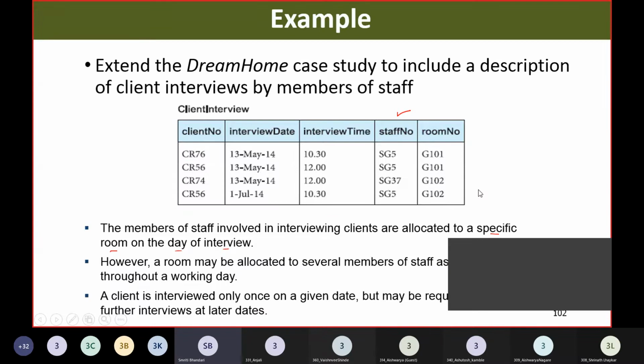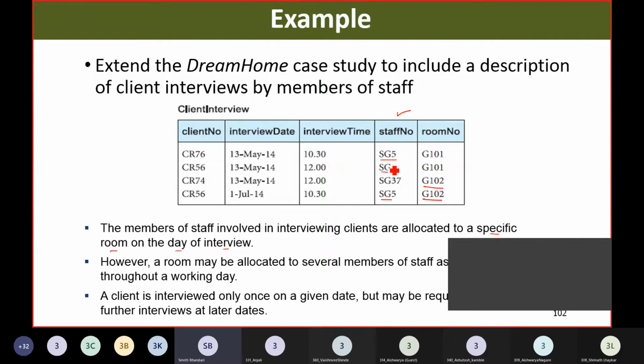what we see here is, this room number G102, right? So this G102 is being allocated to two different staff members. Also, we can observe here that this staff number SG5 is having 3 interviews scheduled, right?